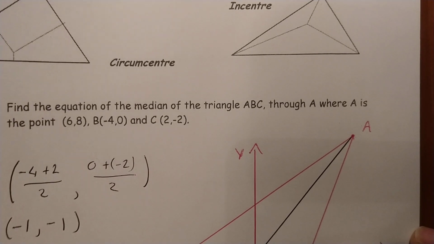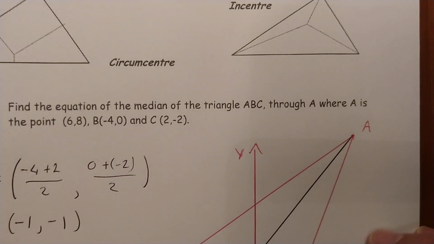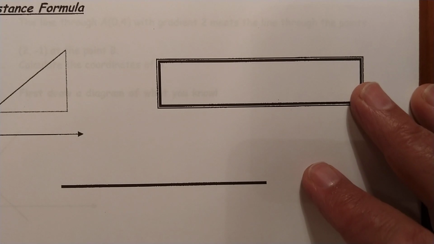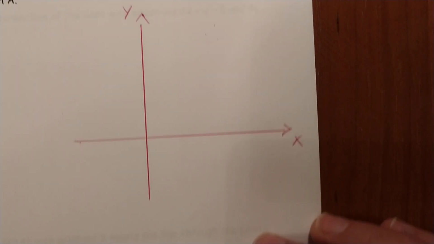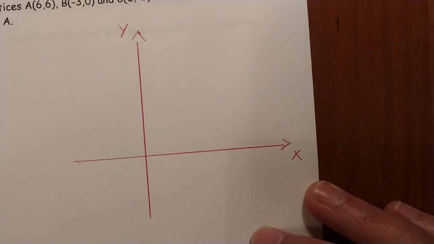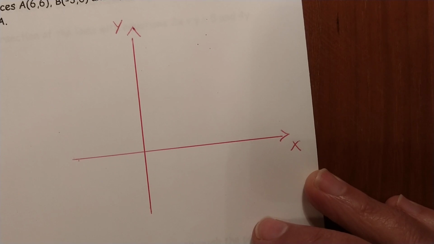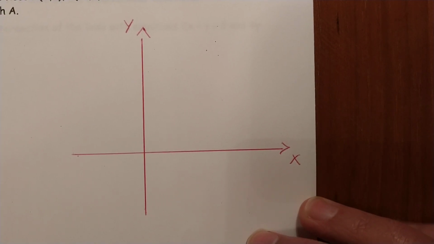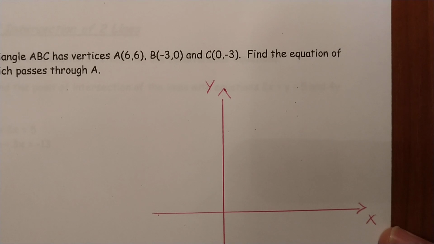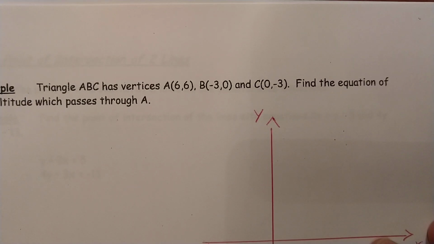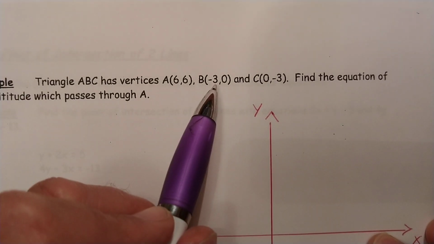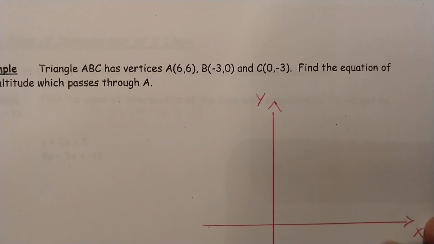What about if we have to work out the equation of an altitude? And so this one goes. Again, sketch, very useful to see what's going on. So, information on this one. This is on page 14 of your notes. Triangle has vertices 6, 6, negative 3, 0, 0, negative 3.